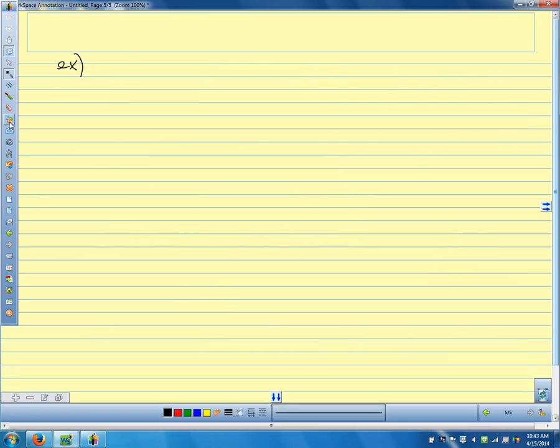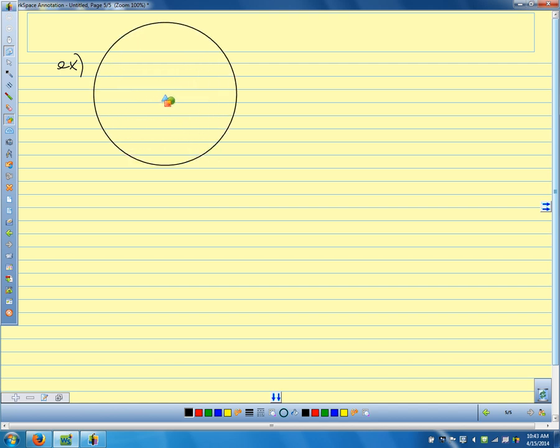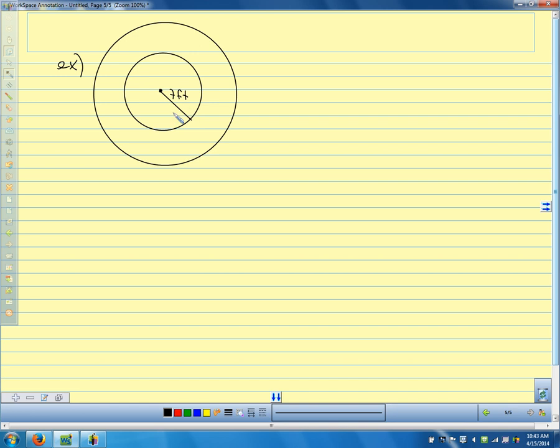So let me see if I can draw a decent set of concentric circles here. There's one. Oh, not bad. Pretty good. They're not perfect. All right. So let's say that the radius of the smaller circle is 7 feet. And the radius of the bigger circle, that whole thing, is 10 feet.